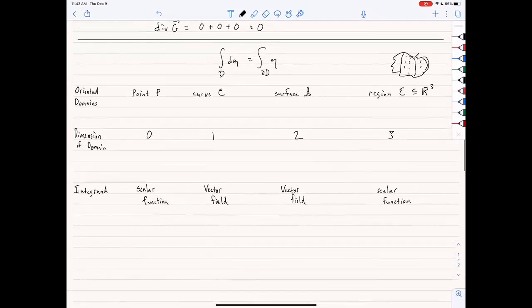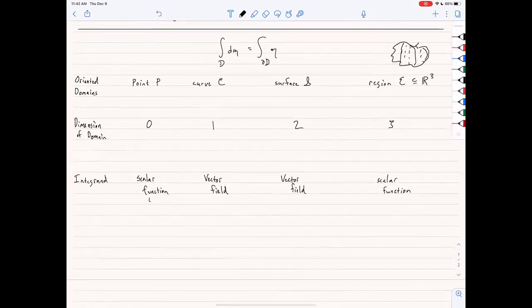So let's give ourselves some notation here. What is a scalar function? Well, let's call it lowercase f. Okay. What is a vector field? We'll call it capital F. And here we'll also use capital F. Here we'll use lowercase f. This symbol here just means it's an element of the set of all of them. It's one of them.